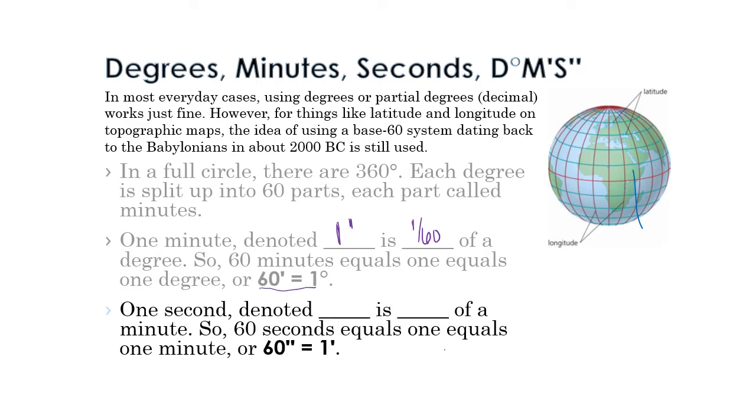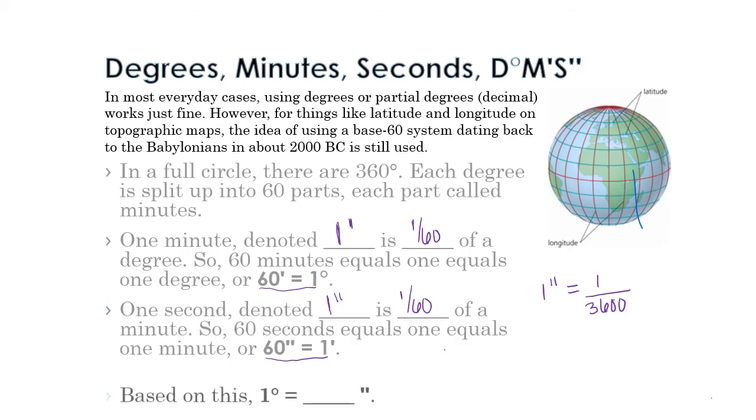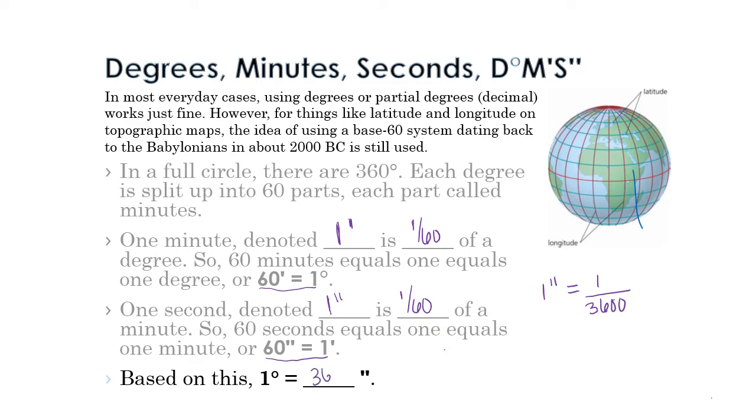1 second is 1/60th of a minute. So 60 seconds equals 1 minute, which also means that 1 second is equal to 1/3600 degrees. Based on this, 1 degree is 3600 seconds, which is basically what I just said.